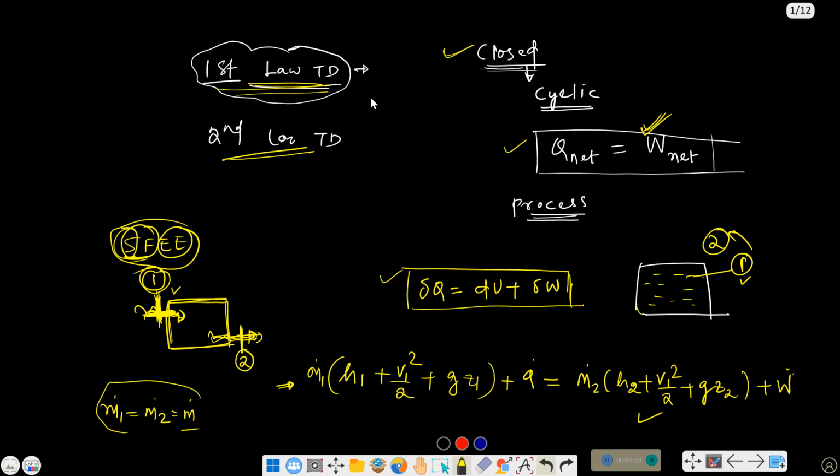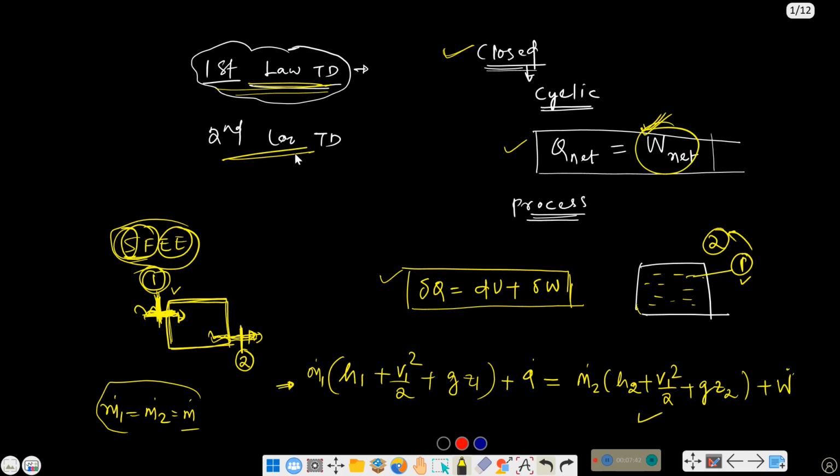That means how much energy is interacted through the system, by the boundary, for the boundary we can say. So the first law is saying about the quantity: this much amount of heat is interacted, this much amount of work is interacted, right?